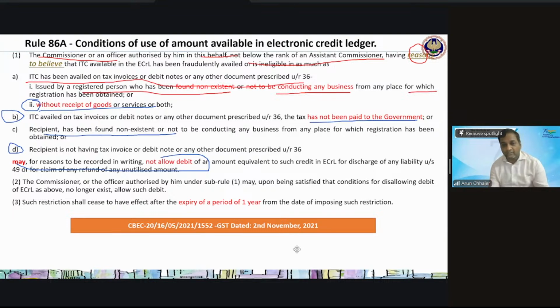May, for the reason to be recorded, the recipient is found non-existent. So total 5 things are there in the rule 86A. Supplier found non-existent or recipient found non-existent, and the 3 conditions: tax not paid by the supplier, no invoice, no goods or services received. Total 5 situations are there where the officer has the right, if there is reason to believe, then they can record in writing and not allow the debit to such credit in the credit ledger. So they will not take the amount from the credit ledger and deposit the same in the government. No, they do not have the right. The amount will still be lying in my ledger only.